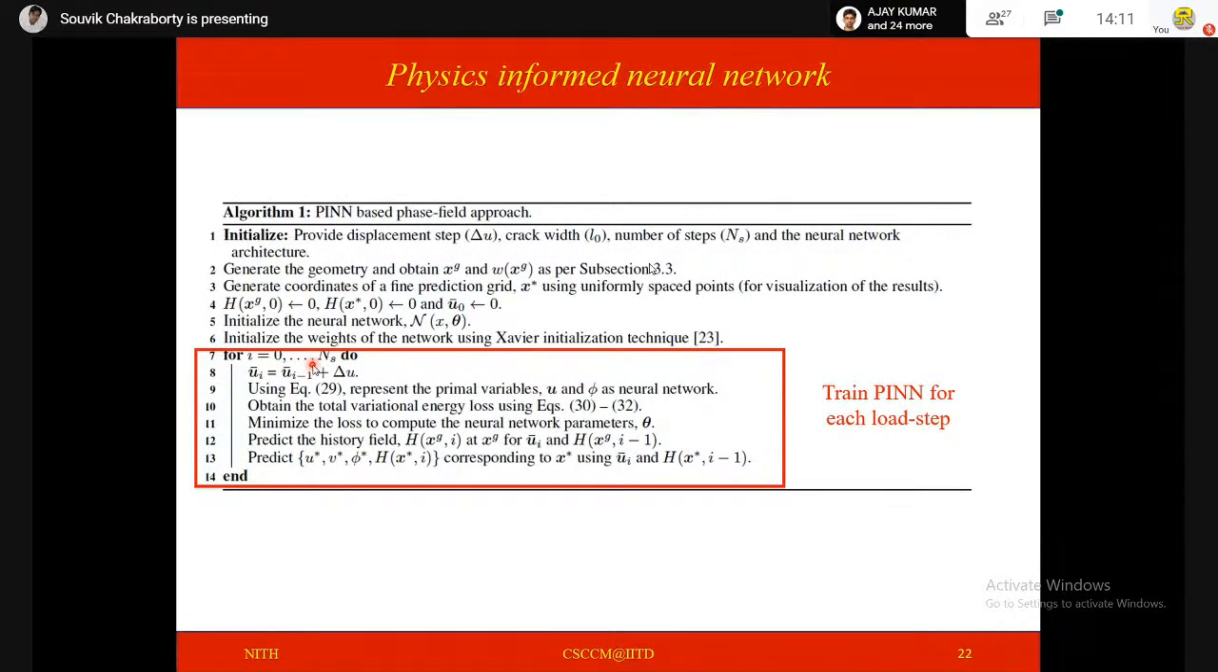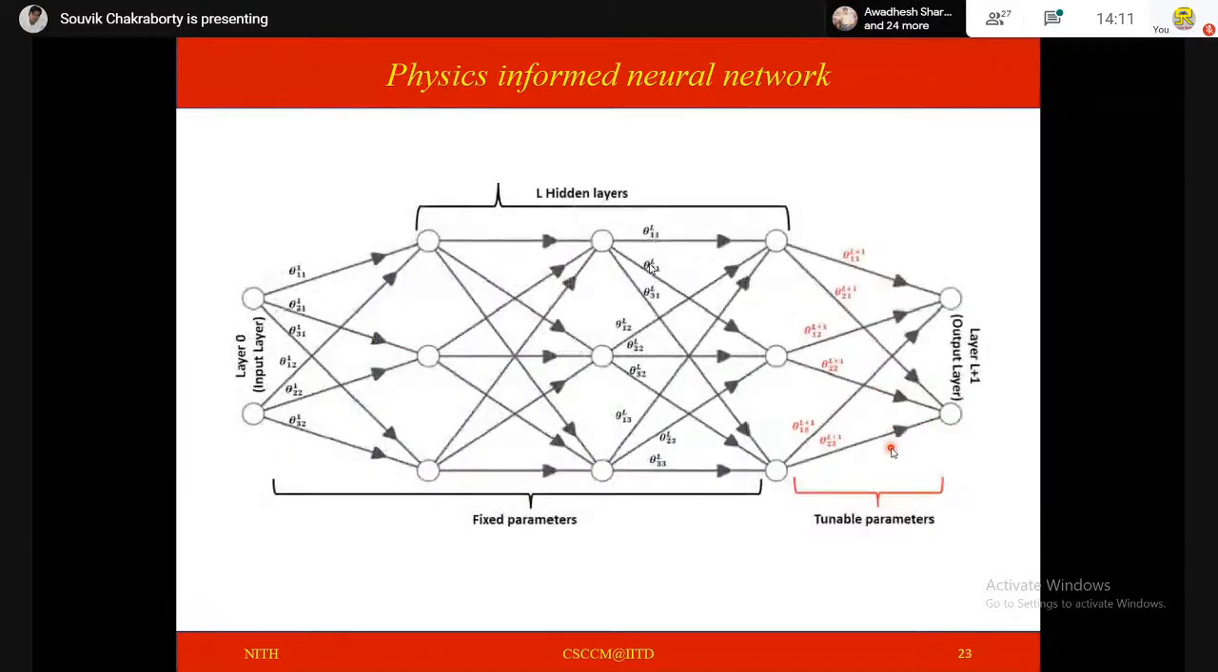That is expensive. If you are trying to solve a neural network at each loading step, you are practically training hundreds of neural networks, and not in parallel but serially. So that is very difficult. So training a physics informed neural network for each load step is a challenge. And to address that challenge, what we proposed is known as transfer learning.